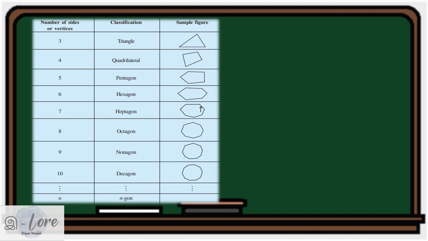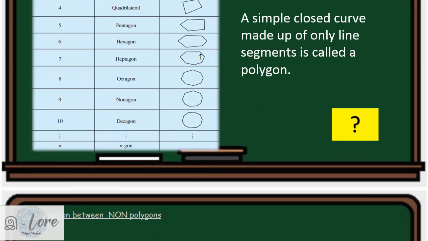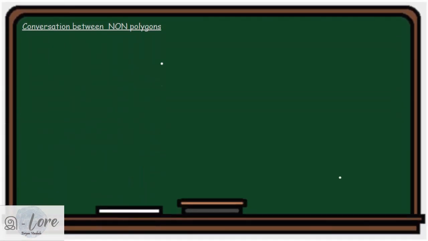So we have a conclusion about the circle. A circle is also called a polygon if it's made by line segments. A simple closed curve made up of only line segments is called a polygon. This is the basic simple definition of a polygon. Are there any non-polygon figures? Absolutely, there are some non-polygon figures also.